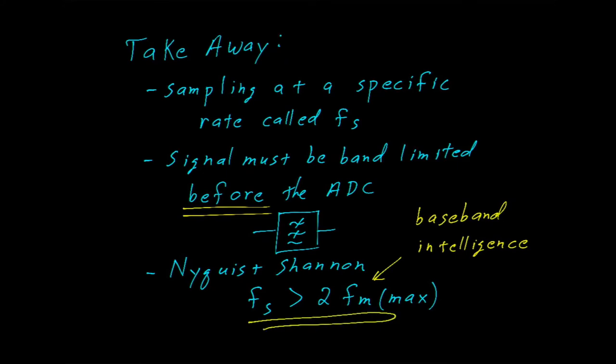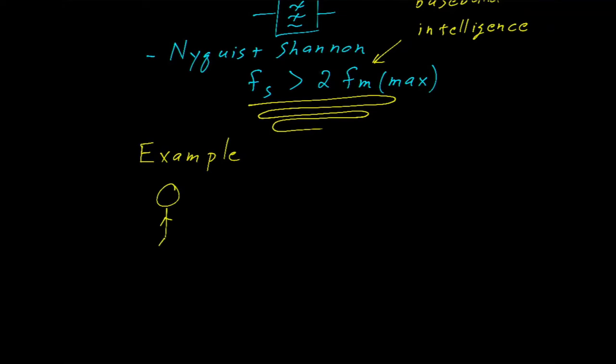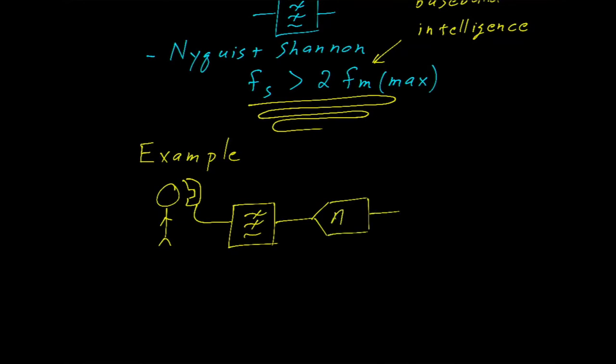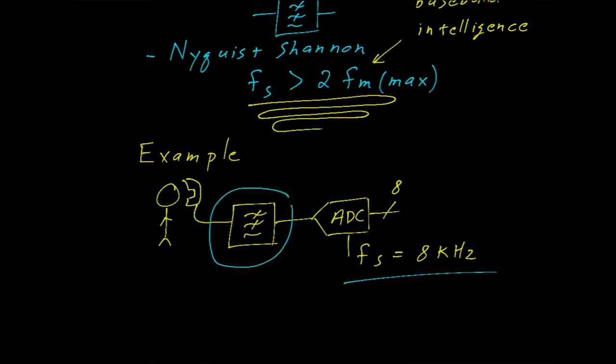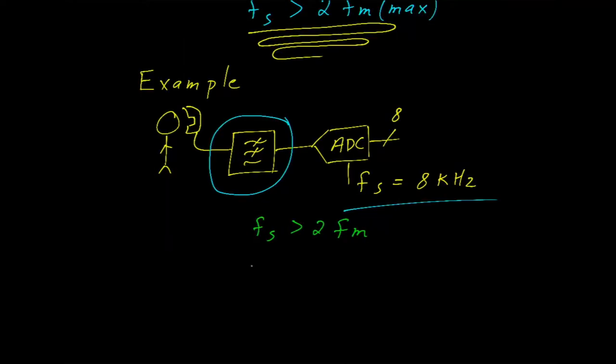Before we present the spectrum, let's work a quick example to make sure we understand this equation. Suppose you are talking on the telephone. Your voice will be sent to the anti-aliasing filter, which is a low-pass filter, before reaching the analog-to-digital converter. We'll let this analog-to-digital converter have an 8-bit depth, and let the sampling frequency equal 8 kilohertz. Based on this information, we need to determine the appropriate setting for this low-pass filter, which is a relatively easy question because we just use the equation. In this case, the sampling frequency is 8,000, which means the modulating frequency, f sub m max, must be less than 4k.